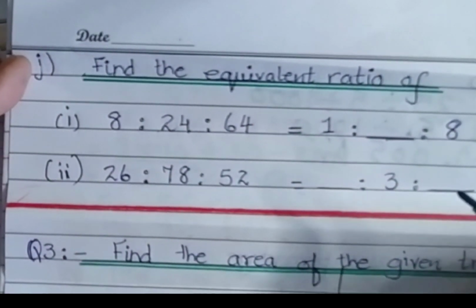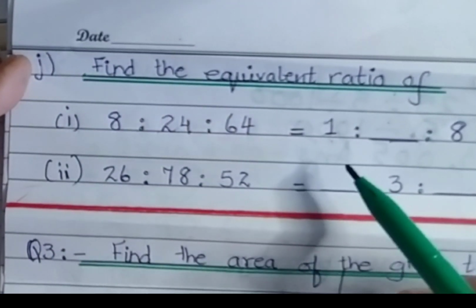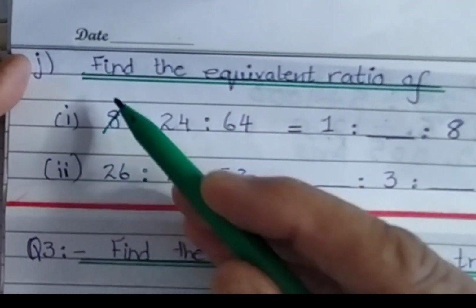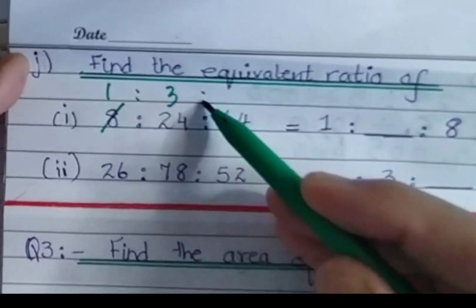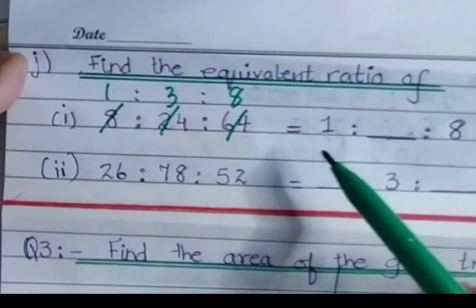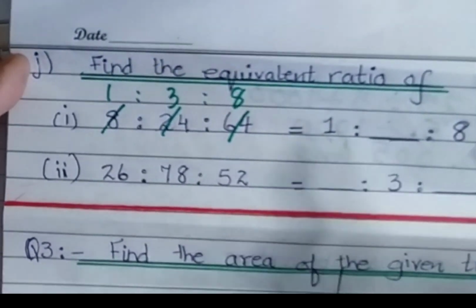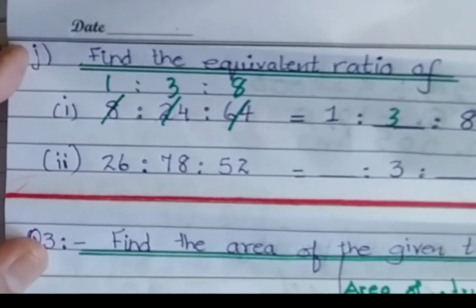Alright, now we have to find the equivalent ratio. The first question is here. You simply have to simplify these figures. Okay, they have been brought into the simplest form. So 8 times 1 is 8, ratio 8 times 3 is 24, ratio 8 times 8 is 64. So I already have given you 1 and 8. 3 is the missing figure, which I have written here for you.